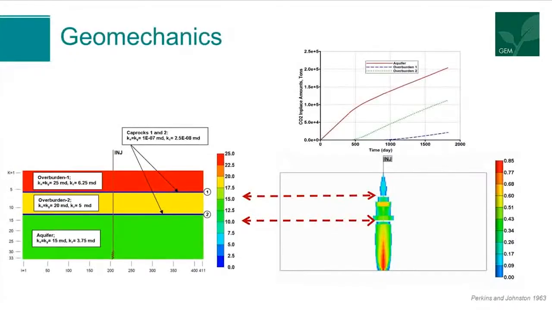So here you will see an example of the effect of geomechanics. In this case, carbon dioxide is injected into the aquifer, and due to the change in the stress in the reservoir, there is a leakage from the aquifer into the cap rock. So in GEM, you can evaluate the rate of the leakage and how much carbon dioxide is leaking into the cap rock or overburden.